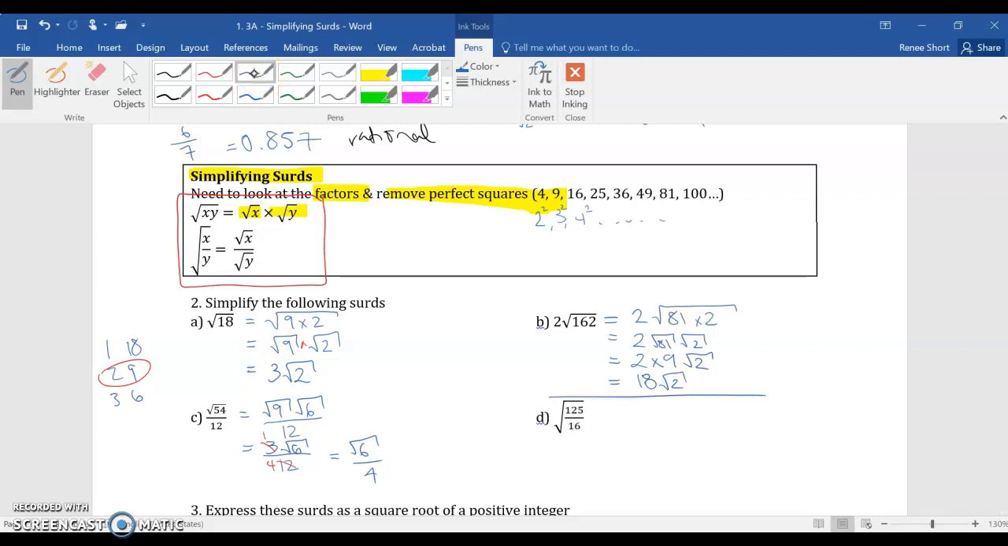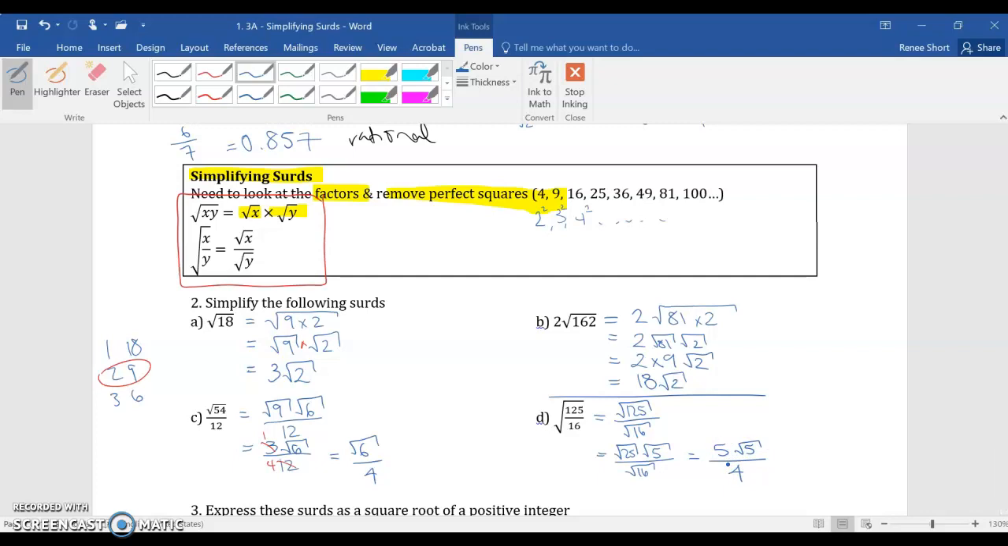Finally, with D, remember that second rule that if I've got a square root out the front of the whole fraction, I can rewrite it as root 125 over root 16, so I can put the surd symbol to both numbers and I can focus on them separately. Now root 125 I could rewrite as root 25 times root 5, still over root 16. And then the root 25 just simplifies to be the whole number 5. I'm still left with root 5, and root 16 simplifies to be 4. So that there would be my final answer.